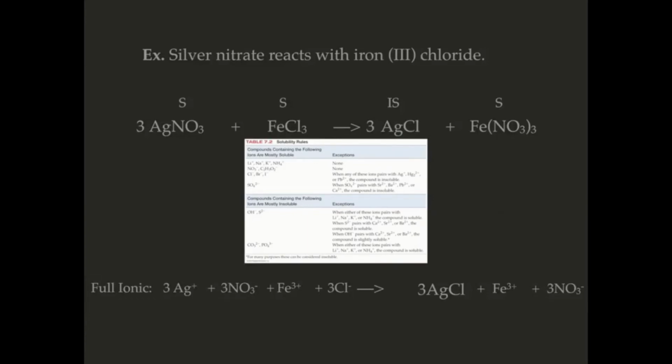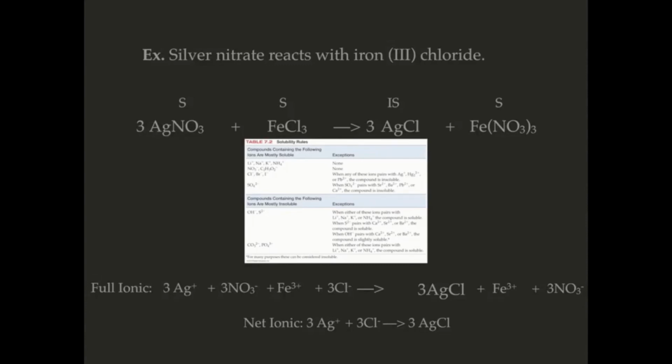Okay? So anything that's the same on both sides will cancel out. So my iron ions will cancel out, and my nitrate ions will cancel out. So what I'm left with is 3 Ag+ and 3 Cl- to produce 3 AgCl. So this is your net ionic. Notice there is a reaction here.